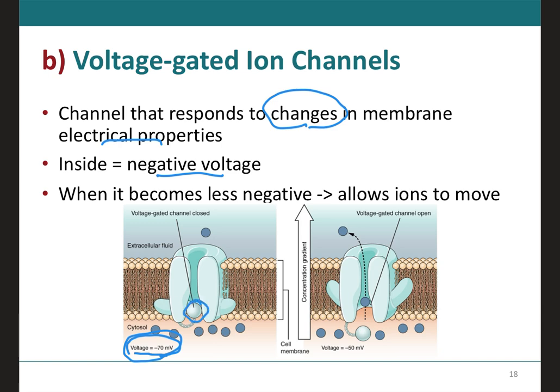Once the charge of this membrane becomes less negative, so now it's dropping to minus 50, the channel opens and allows these ions to exit the cell. And they do so following the concentration gradient. So there's more of these ions on this side of the cell, so inside of the cell. And now, once the channel opens, it allows these ions to go to the outside of the cell.